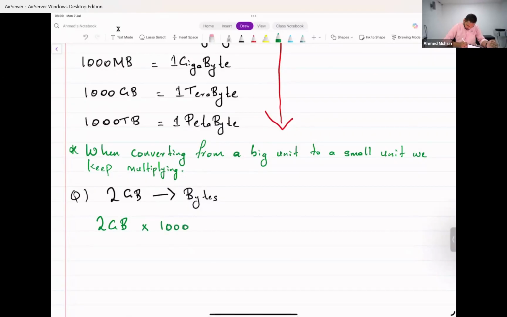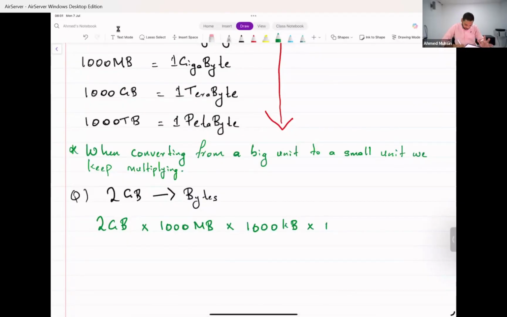1000 megabytes. Then from megabytes, you need to go to kilobytes. Another 1000 kilobytes. Then from here, where do we go? Bytes. We come to bytes. Have we reached where we want to reach? We have. So we can stop there.